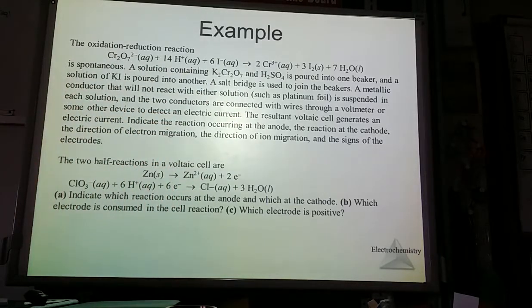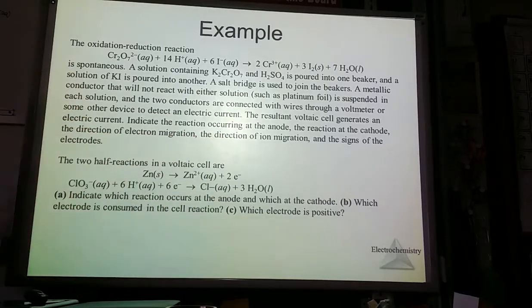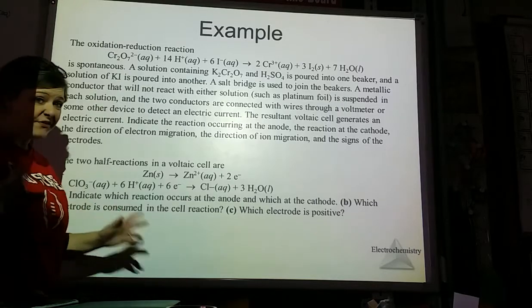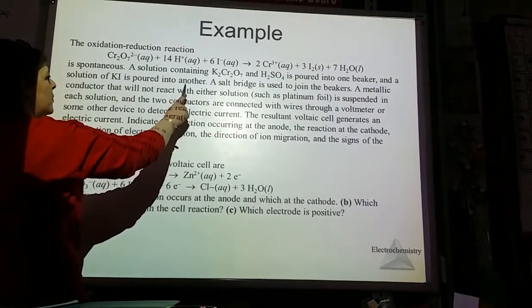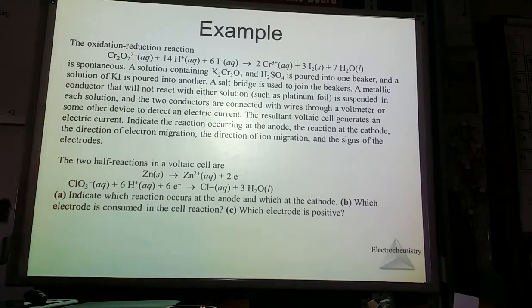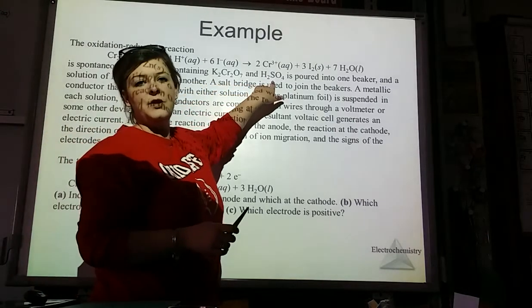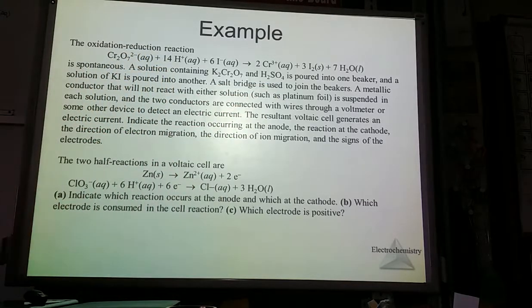So that means for the first part of my question, indicate the reaction occurring at the anode. If I know that iodine is being oxidized, then that means that iodine has to be at the anode. Specifically, though, they gave us a compound for it. It says a solution of KI is poured into another beaker. So I would say KI is your anode. Then that means K2Cr2O7 and H2SO4 is going to be where your cathode is. And that makes sense because Cr is what's being reduced.